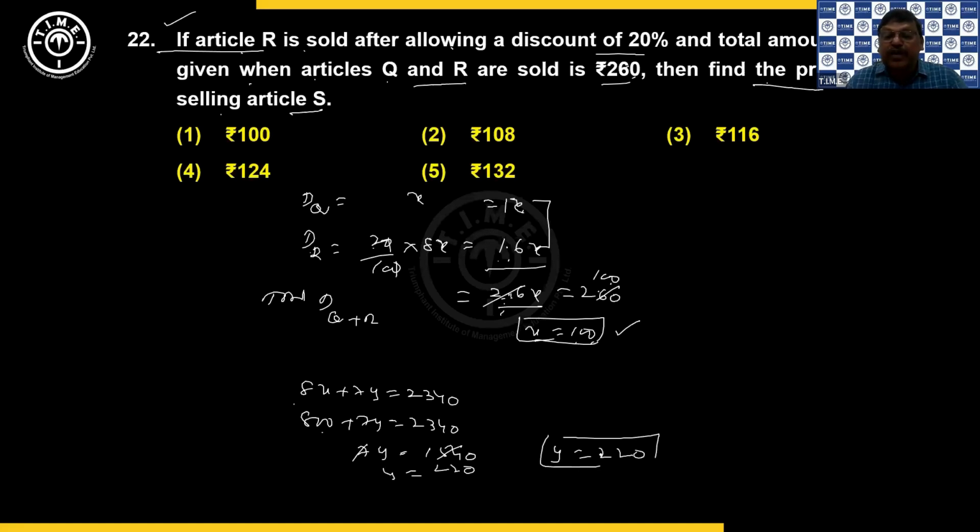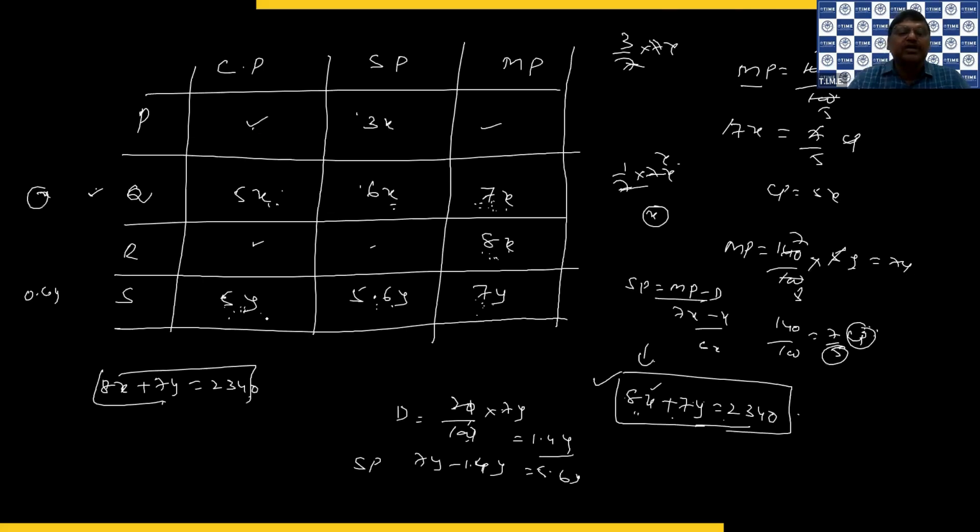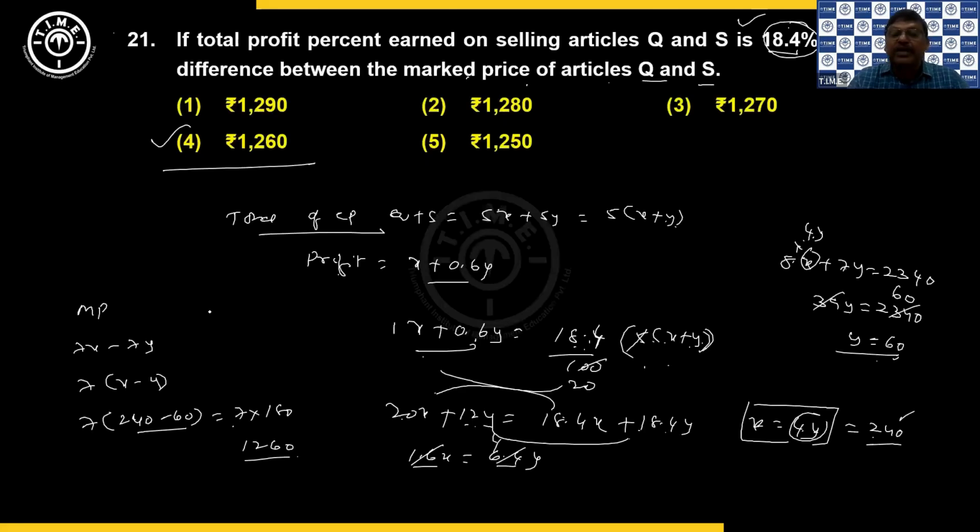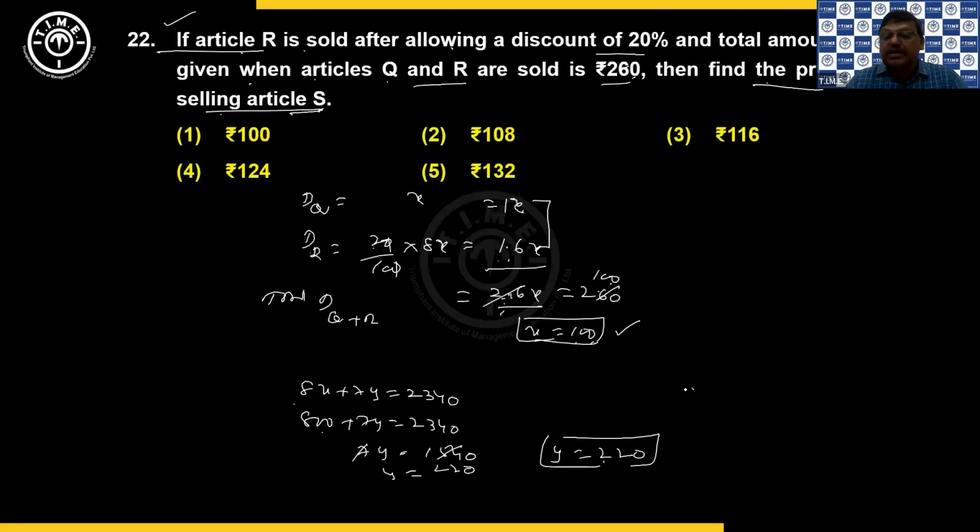Students, y is 220, but what is he asking you? Profit earned on selling S. What is the profit on S? 5.6y, you said, so profit is 0.6y, and y is 220, which means 0.6 into 220, it will be 132 when you multiply. My answer is choice 5. Can you please note down?